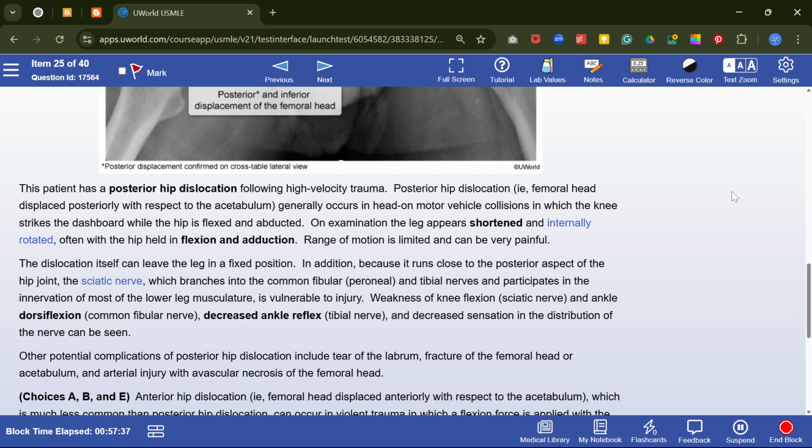Weakness of knee flexion, sciatic nerve, ankle dorsiflexion, common fibular nerve, and decreased ankle reflex, tibial nerve, and decreased sensation in the distribution of the nerve can be seen. Other potential complications of the PHD include tear of the labrum, fracture of the femoral head or acetabulum, and arterial injury with avascular necrosis of the femoral head.